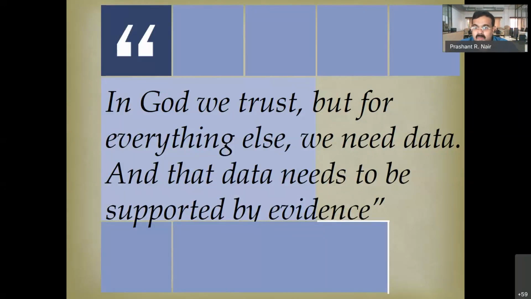So I have just modified this. In any presentation related to this, I give this quote. This is my quote, which I have slightly modified from statistics. The statistics quote says, "In God we trust, but for everything else we need data." In God we trust, but for everything else we need data. And I have added my take, that data needs to be supported by evidence. Evidence is proof, supporting documents, files.